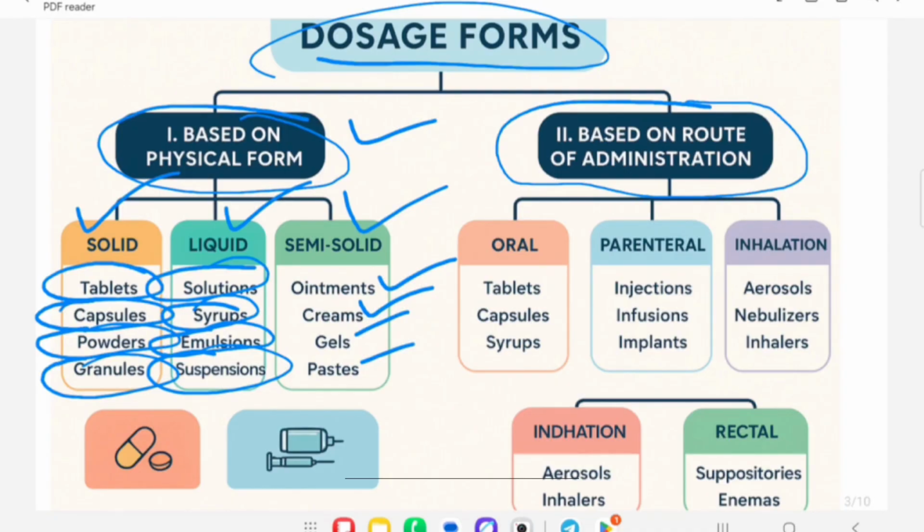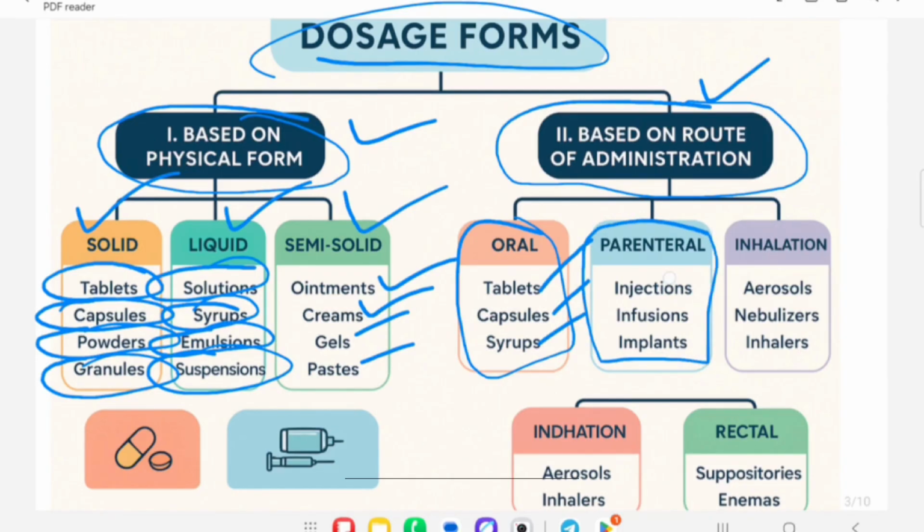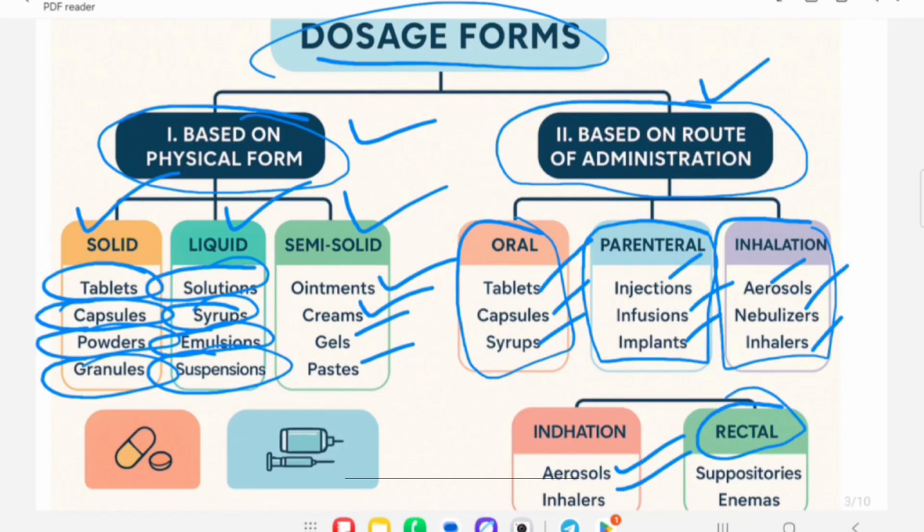Then based on the route of drug administration, we can classify like this. First, the oral route: these formulations are given through the oral route, that is tablets, capsules, syrups. Then parenterals, where we give injectables, infusions, and implants. Then the inhalation route, where we can give aerosols, nebulizers, and inhalers. Similarly, there is the rectal route. In case of constipation problems, we can use suppositories and enemas.